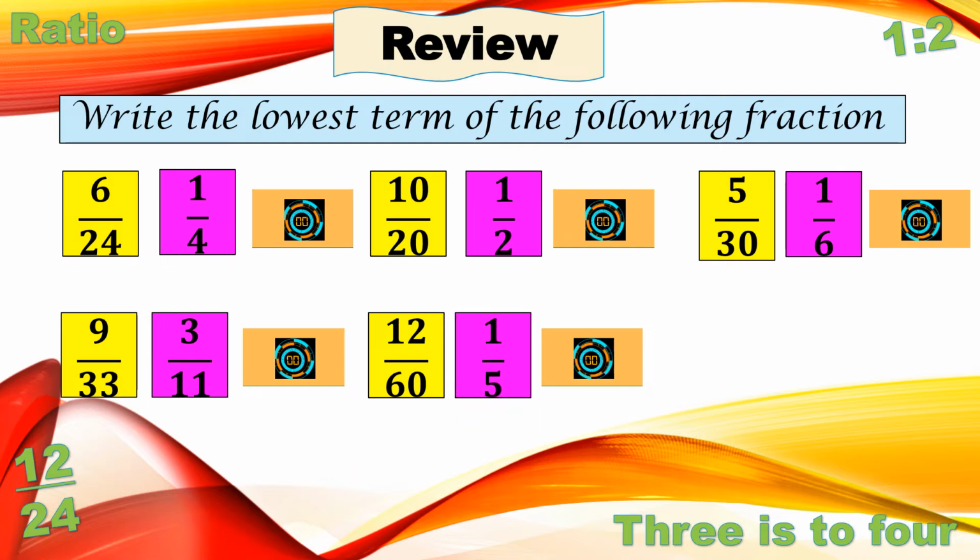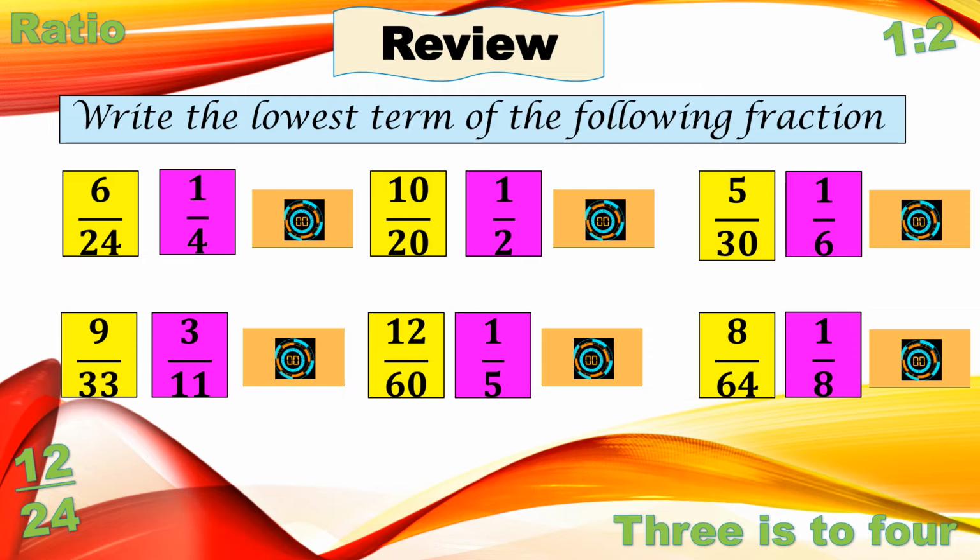The answer is 1/5. So what is the GCF of 12 and 60? Okay, so 12. Last one, 8 and 64ths. The answer is 1/8. So the GCF of 8 and 64 is 8. Okay, very good.